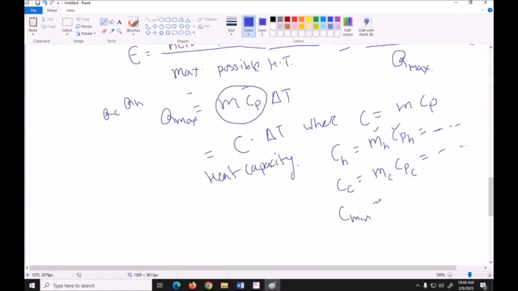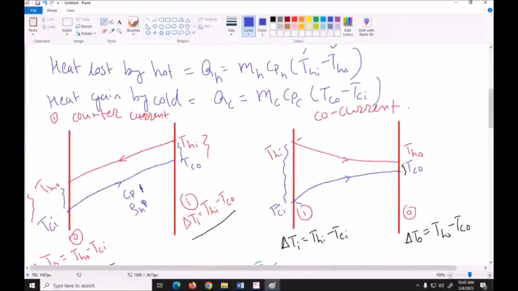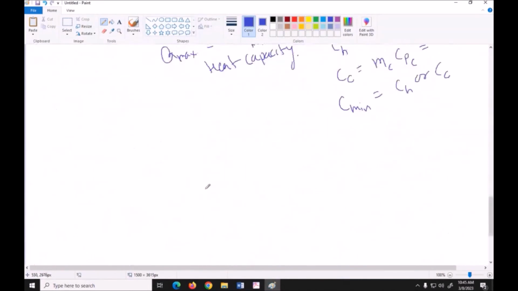So C minimum is considered maybe CH or CC. If C minimum is there, the temperature difference is very high. So we'll get Q max. So from the C minimum is known, delta T is very high. At the entrance only THI, because this is very hot and this is very cold temperature. So here the temperature difference is the maximum. So we can take this as Q max is equal to C minimum into THI minus TCI.